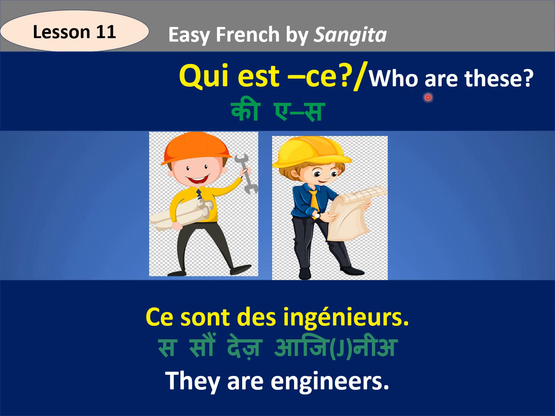Okay. Now, qui est-ce? Again, now this is a plural. Who are these? So, these are engineers or they are engineers. So, you are going to say, ce sont des ingénieurs. Ce sont des ingénieurs. This S is going to be pronounced because this word is starting with a vowel. Okay. So, ce sont des ingénieurs.